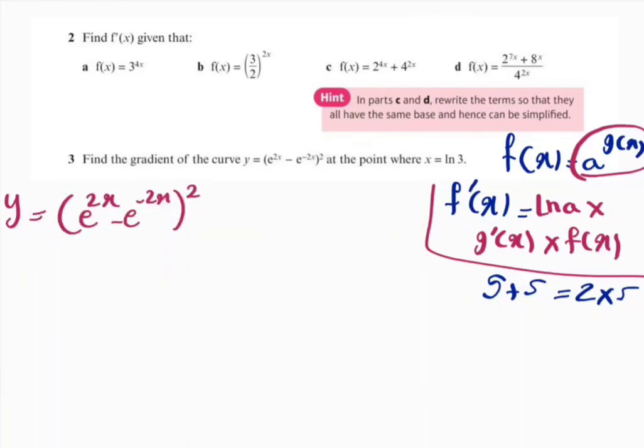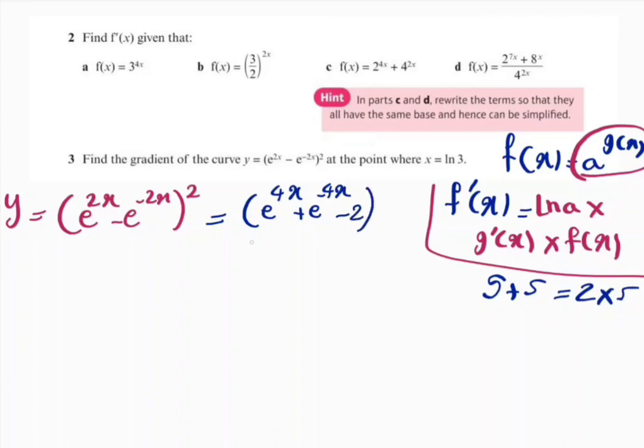3. Find the gradient of the curve y is equal to e to the 2x minus e to the minus 2x, all squared, at the point where x is equal to the natural log of 3. Right, so we need to differentiate this function first. And before we differentiate this, let's just expand this. So this bracket expands to e to the 4x plus e to the minus 4x minus 2.